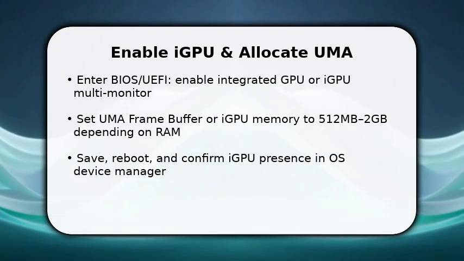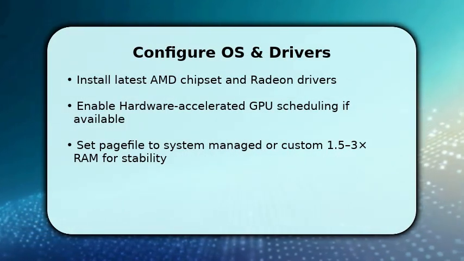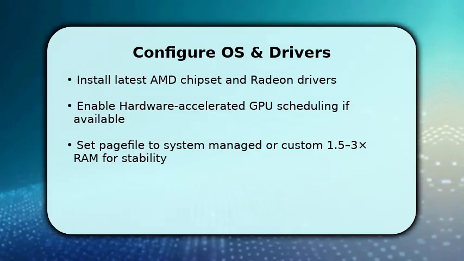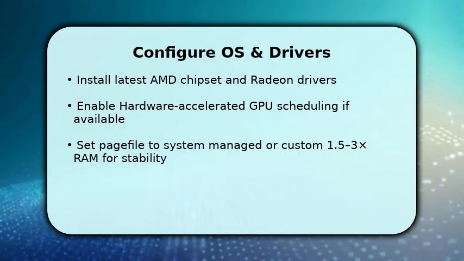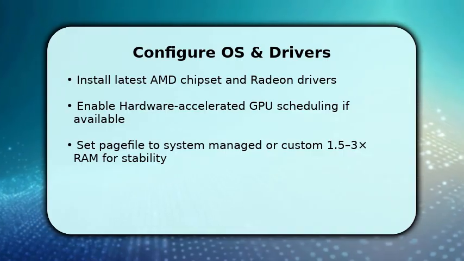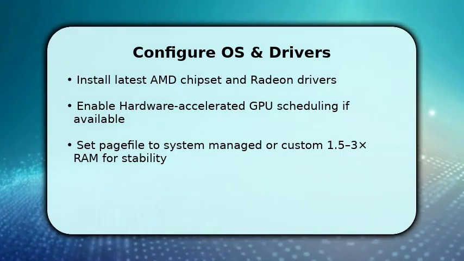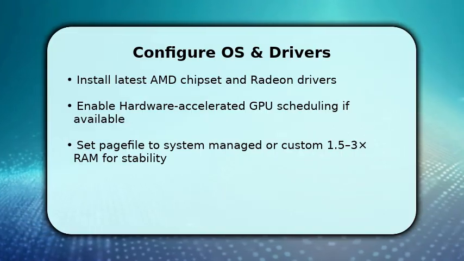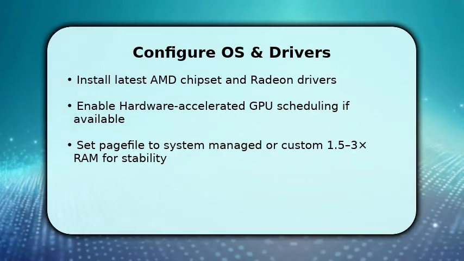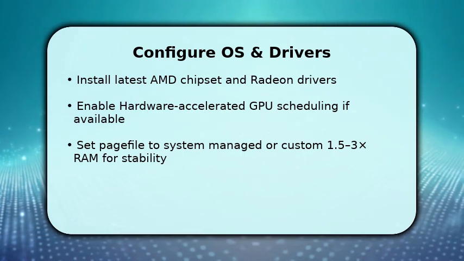Once the hardware allocation exists, install the latest AMD chipset drivers and Radeon software because drivers control memory sharing and performance. Then enable hardware-accelerated GPU scheduling in Windows when supported. This reduces latency for shared memory transfers. Make sure to configure the page file. System managed works, or set a custom size of about 1.5 to 3 times RAM to avoid out of memory during heavy allocations. Finally, restart. The OS will now be able to use system RAM as shared GPU memory.